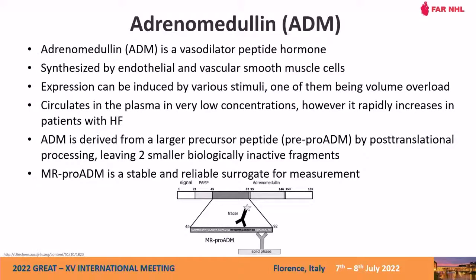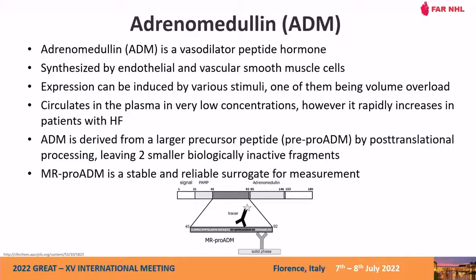Adrenomedullin. Adrenomedullin is a vasodilator peptide hormone. I think you are familiar with it already. It's synthesized by endothelial and vascular smooth muscle cells. Its expression can be induced by various stimuli, one of them is volume overload. So that's the reason why we think it's a good biomarker for patients with heart failure.